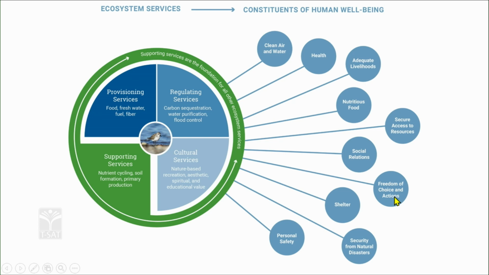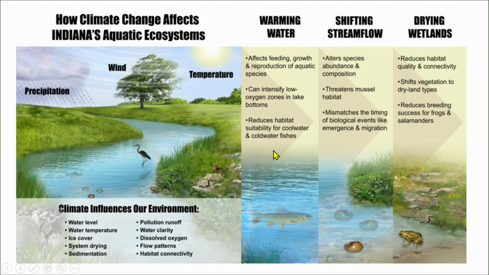Next is freedom of choice and action. So, you have different resources available, because of which you have got choices. Shelter is being provided by the ecosystem, whether it is a natural or an artificial shelter, the resource is being extracted from the ecosystem. So, personal safety, these are all the different kinds of services being provided by the ecosystem.